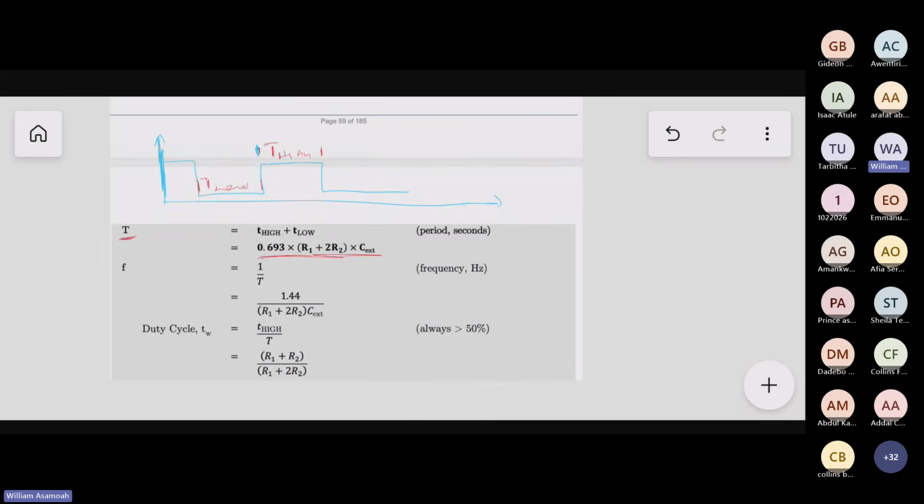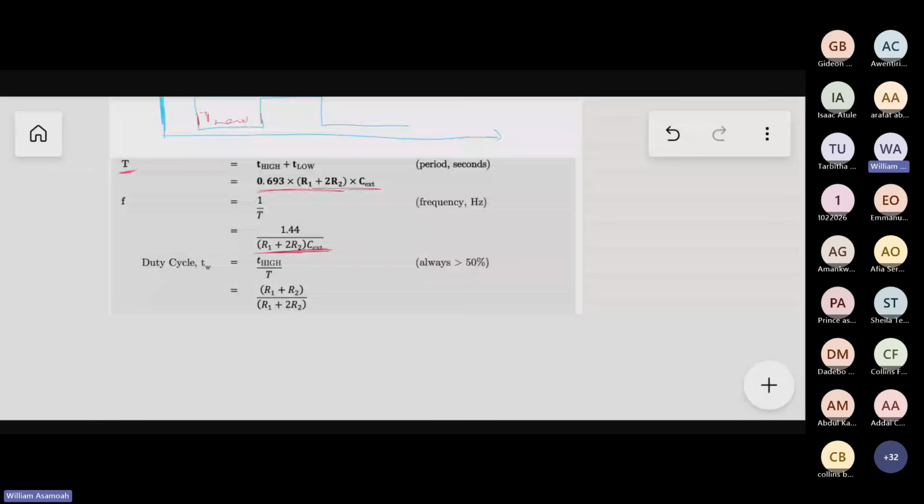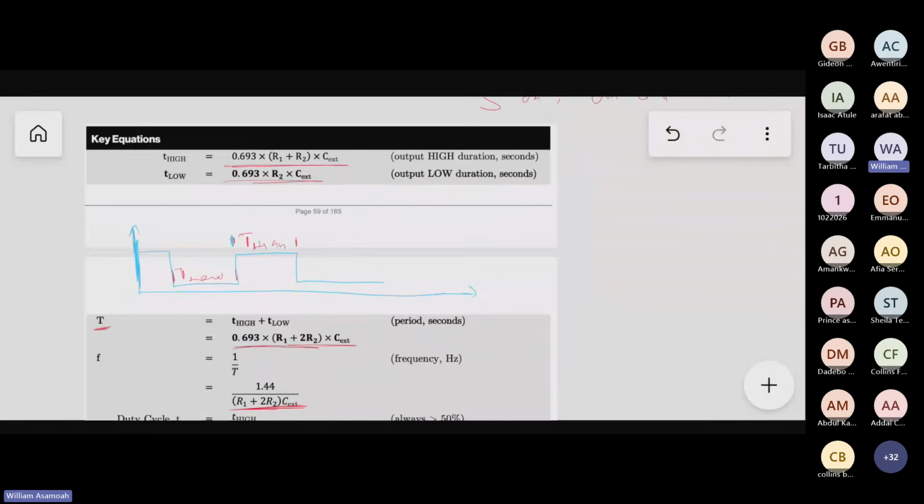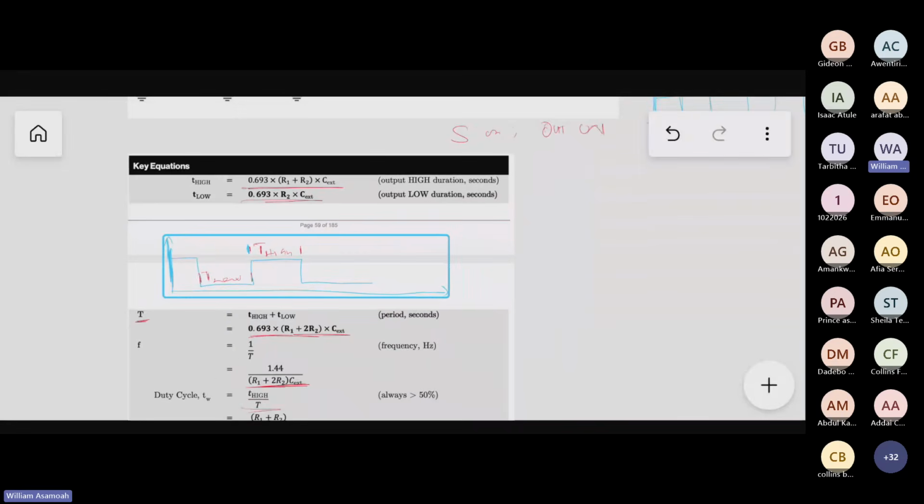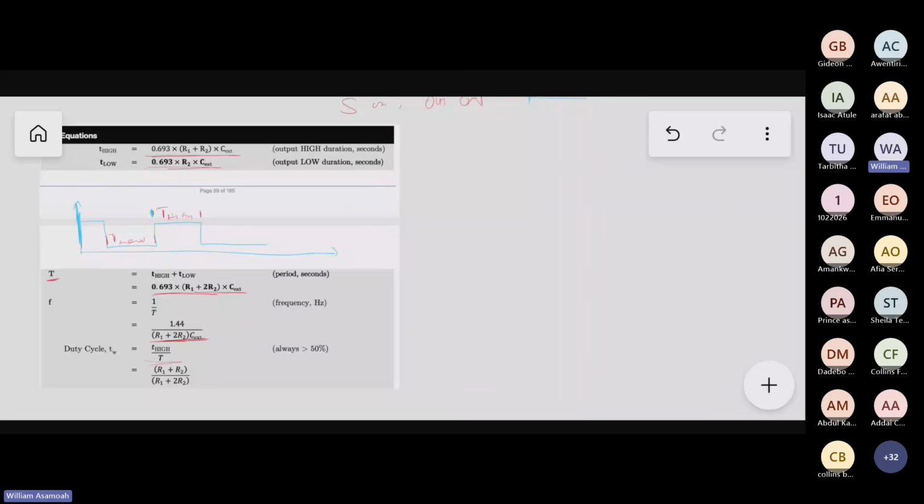So 1 over that will give you this equation when you simplify it. Then this will be the duty cycle. So these are the 4 equations that you use to design a 555 timer circuit. Is that right? Let's take the example, then we close this morning.